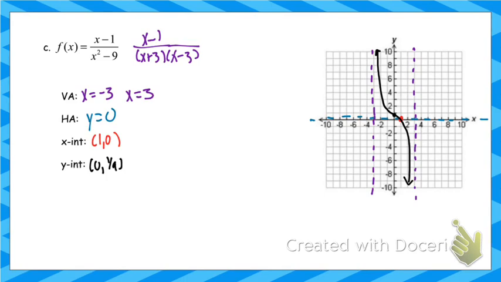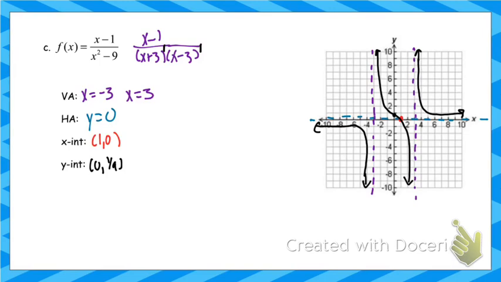Then we can use what we know about our asymptotes. None of those factors were squared. They were all to the first power. So that means at the asymptote, my graph is going to go in opposite directions on both sides. That means I have to have a curve in the bottom left and the top right.